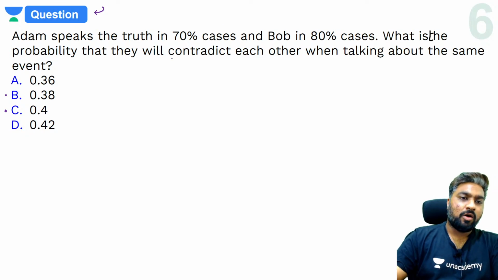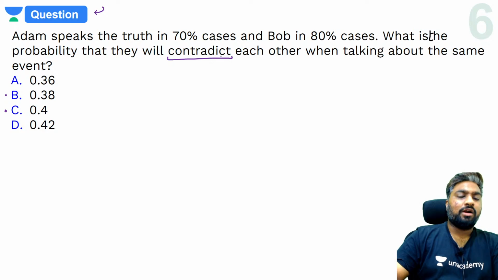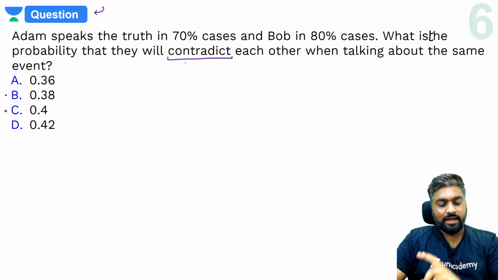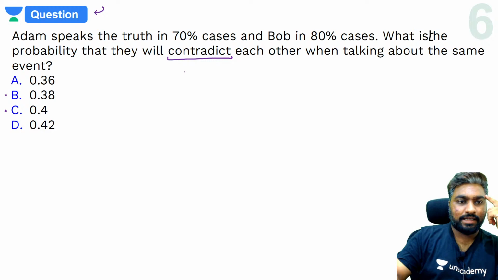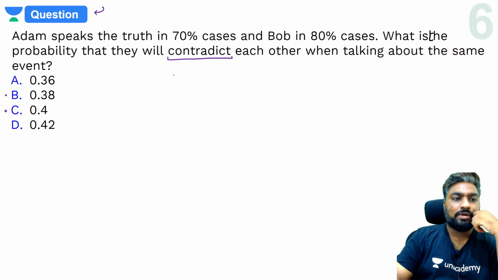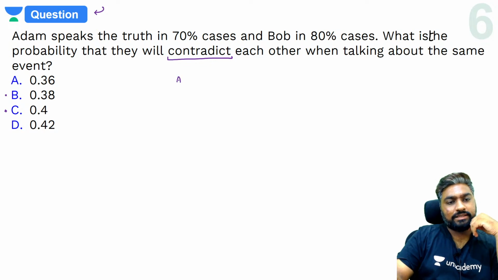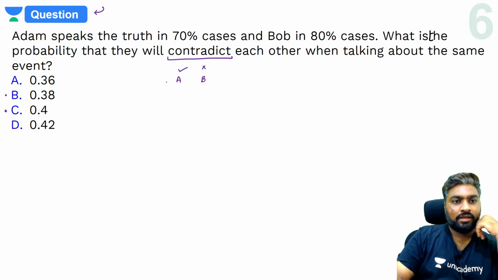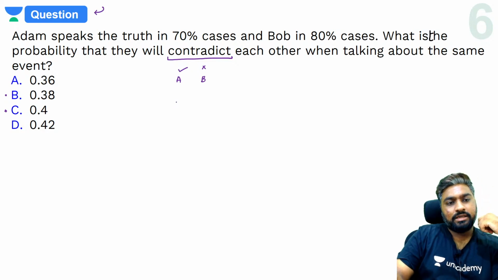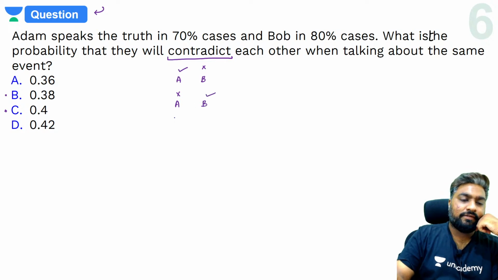Alright, what do you mean by contradict, guys? What do we mean by contradict? When does contradiction happen? When two people are saying two other things, correct? Yes. Now in this given situation, if A tells the truth and B does not, they will contradict. Yes or no? Same way, if A does not tell the truth and B tells the truth, they will contradict.